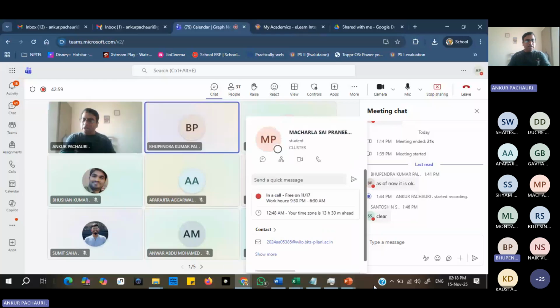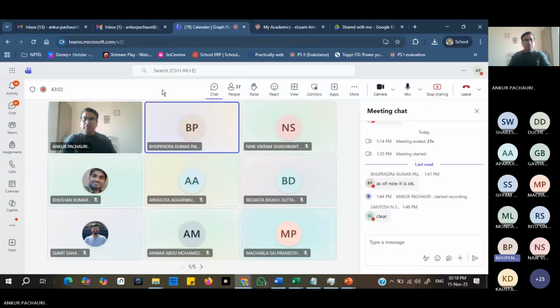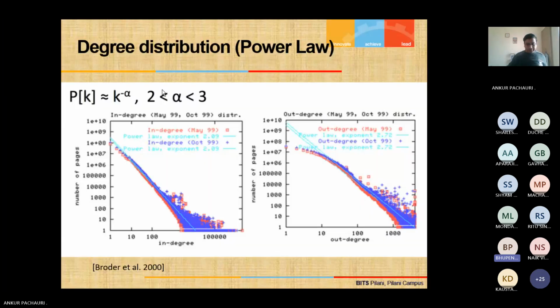Just one question here. I mean, this power law, I got it. But how are we going to use it in GNN? This is a mathematical concept, so either it will be used on the data side or on the model side, or the training side.